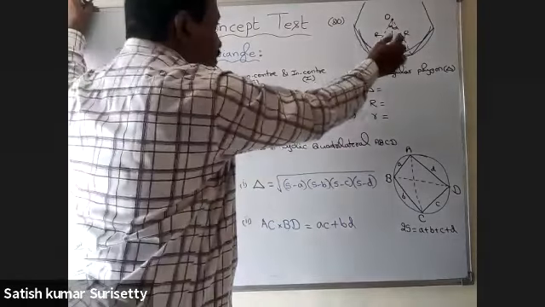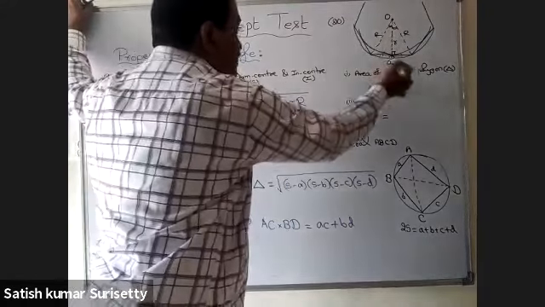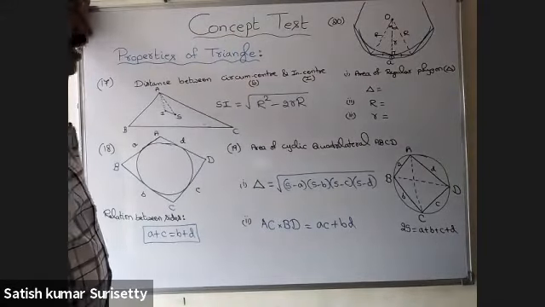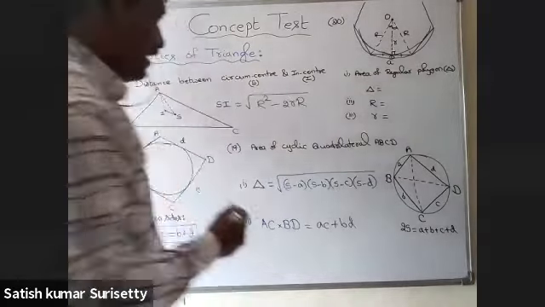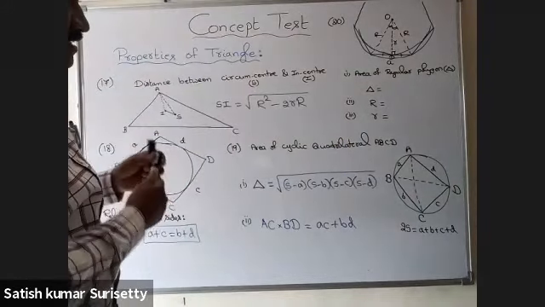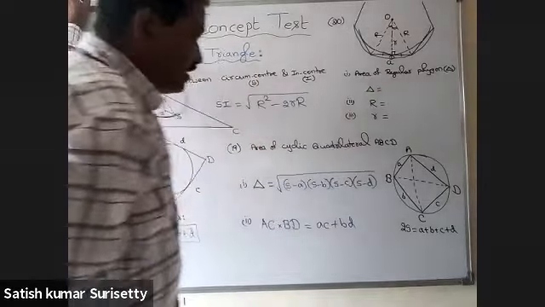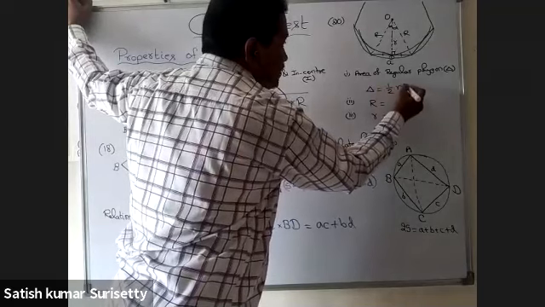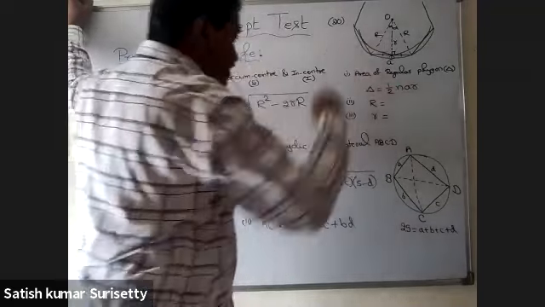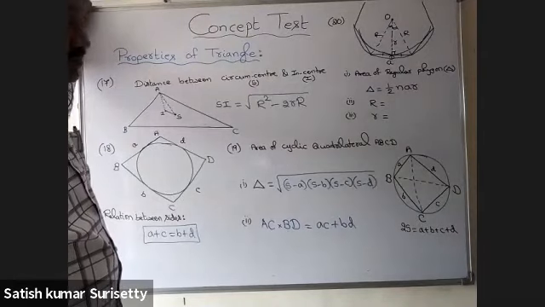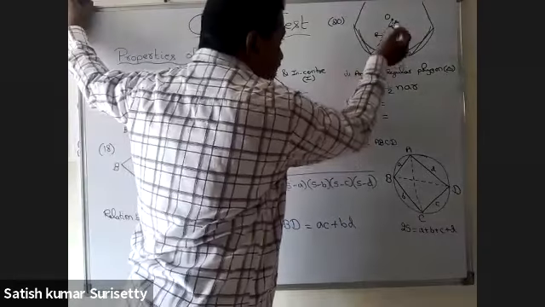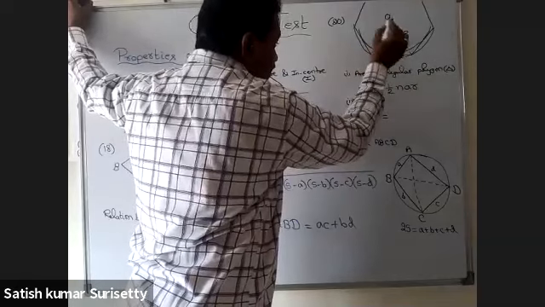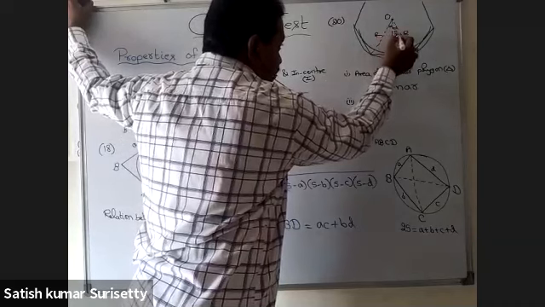So in a regular polygon of n sides with side length a, small r is the radius of the incircle and capital R is the radius of the circumcircle, then O is the center. So area of regular polygon delta equals half n a r, because n triangles will be formed, and the angle at the center O made by this side will be 2 pi by n, and each half angle will become pi upon n.